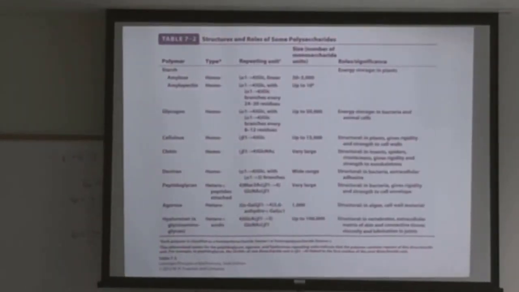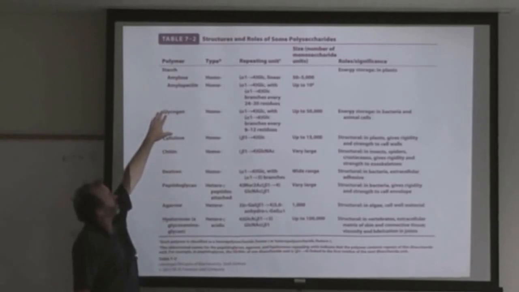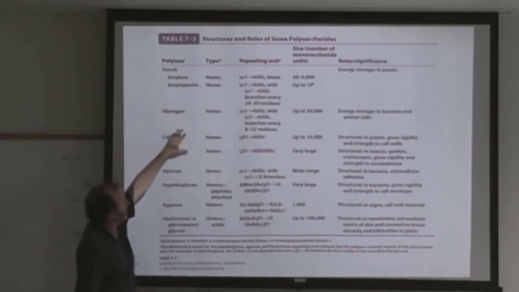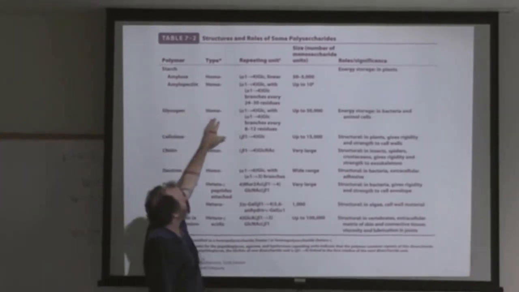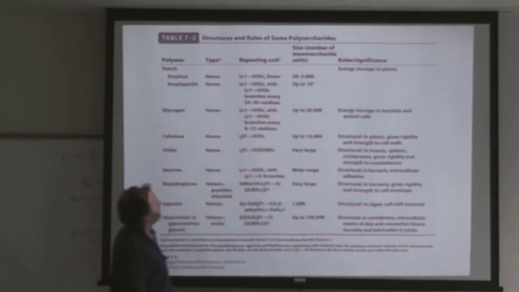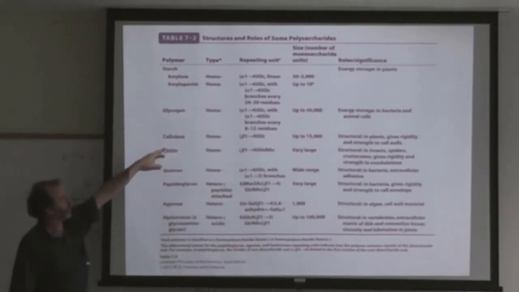And then structures and roles in some polysaccharides. This is a figure from your book. Amylose is a homopolymer, meaning that it's all glucose, right? Amylopectin is the branched form of starch, and amylose is linear. It's energy storage in plants. Glycogen is a homopolymer of glucose again, energy storage in bacteria and animal cells.